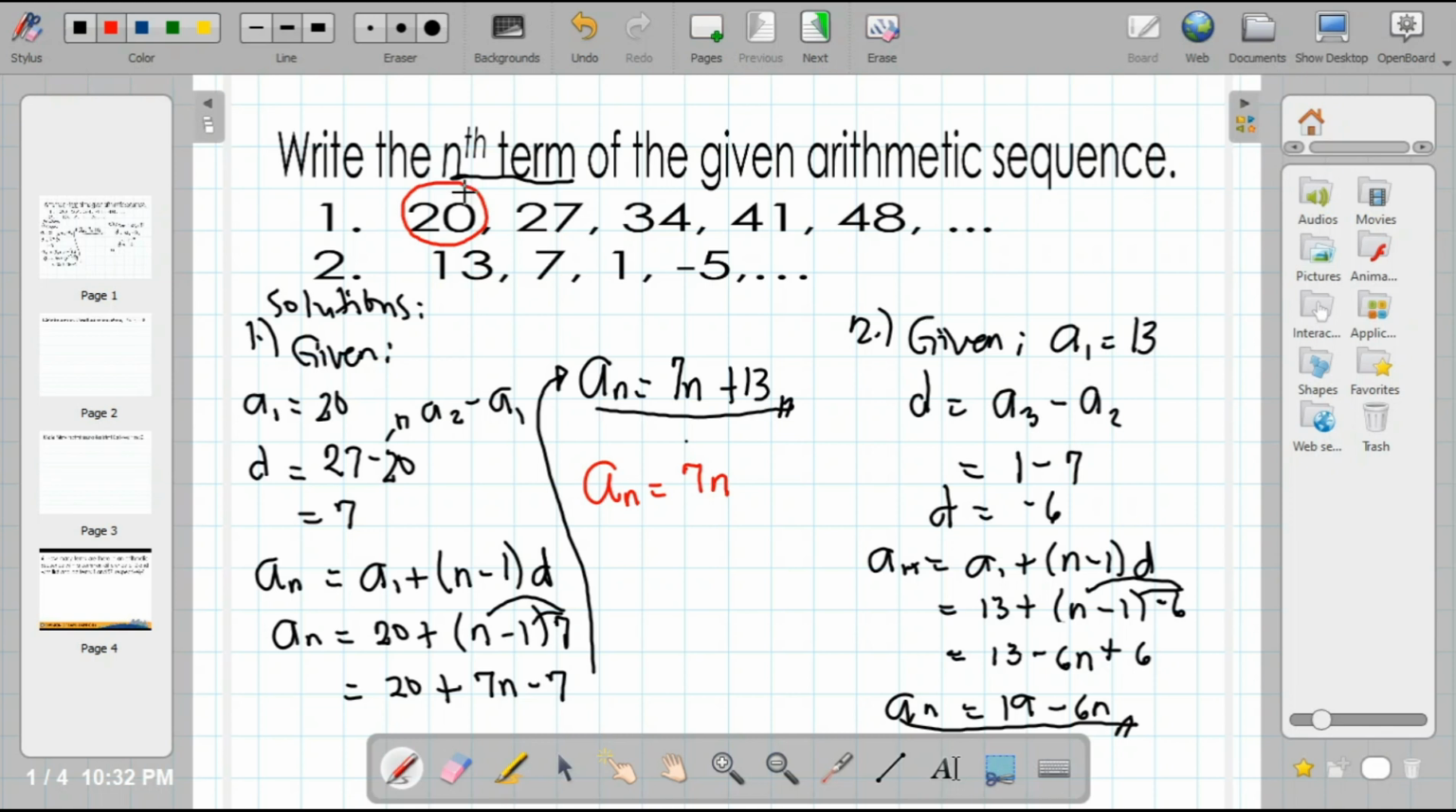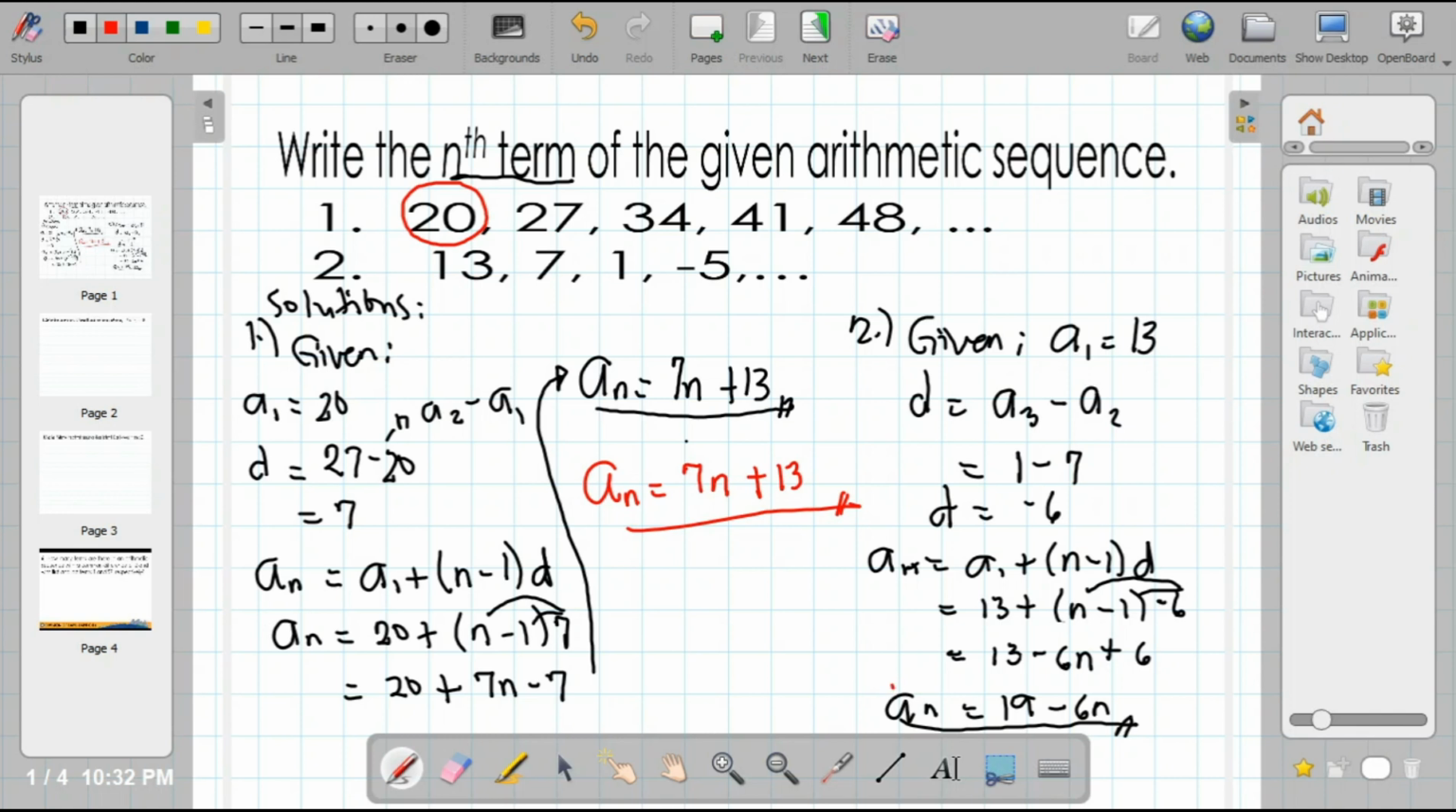Our first term for number 1 is 20. So what will I add to 7 to get 20? Again, what number do I add to 7 so that the answer is 20? Of course, it is 13. Thus, our a sub n is equal to 7n plus 13. I hope you understood that, this method is easy. But again, this will only work if you're working on arithmetic sequences.